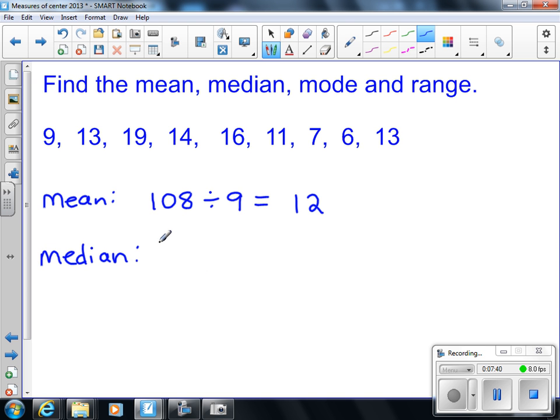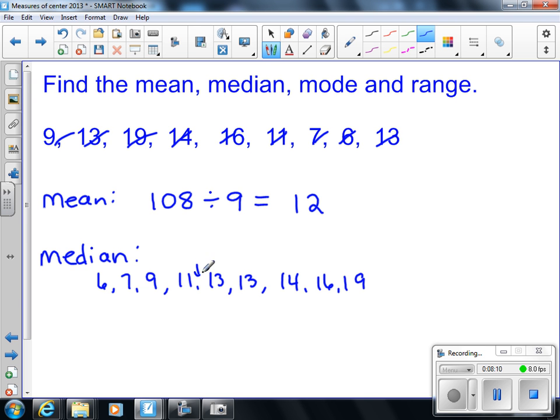All right, now let's try the median. The median is the middle number, so I must put them in order first. We'll start with 6, 7, 9, looks like. And I have 11, 13, 13. Okay, then 14, 16, 19. Okay, what's going to be my middle number? Okay, I count 1, 2, 3, 4. 1, 2, 3, 4. Okay, is there one right in the middle this time? Yes, there is. So the median is 13.